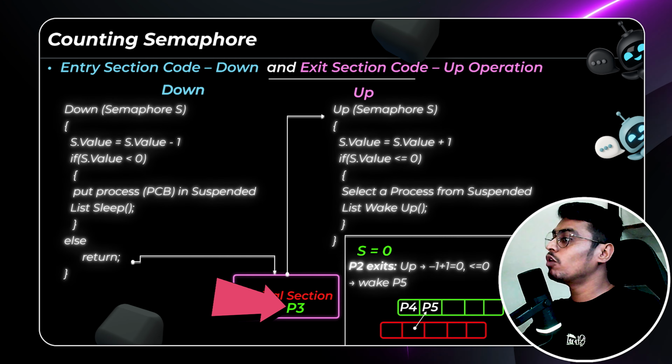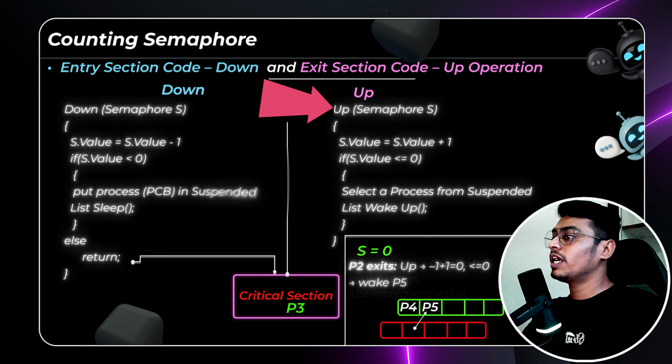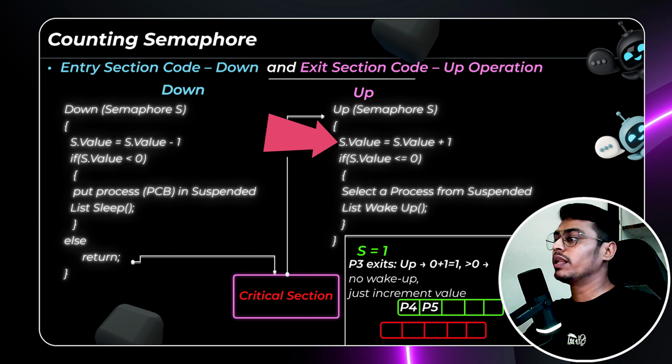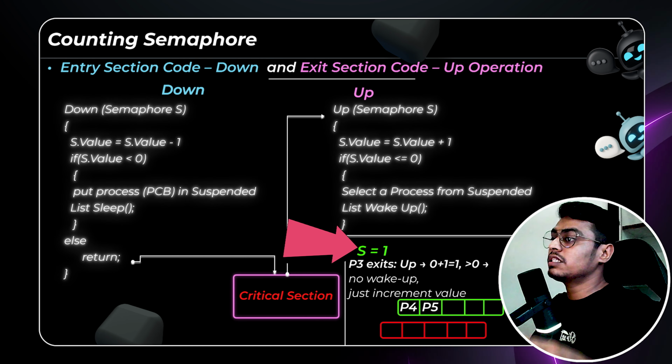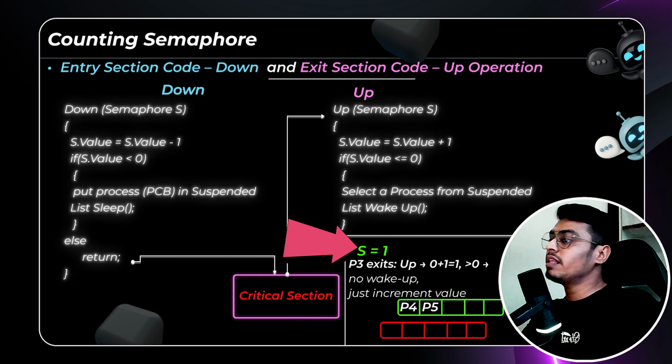Now P3 wants to exit. It will run the up code. So S value is equal to 0 plus 1, which is 1. Check if S value is less than 0 or not. No, 1 is not less than 0. So there is no process to wake up, just increment the value. Now we will increment the S value to 1.